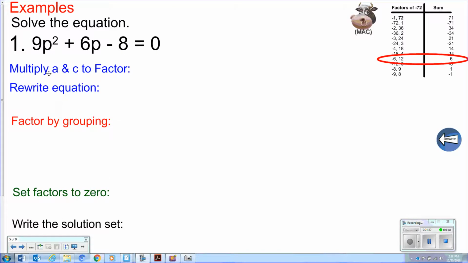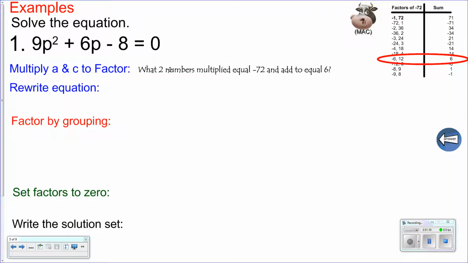So in this first example, 9p squared plus 6p minus 8 equals 0. First thing I want to do is multiply the a and c. So 9 times negative 8 is negative 72. So we're going to ask the question, what two numbers multiplied equal negative 72 and add together to equal 6? So you can see over on the side, I have already got all of the factors of negative 72. So the ones that when I multiply them equal negative 72, when I add them equal 6, are negative 6 and 12.